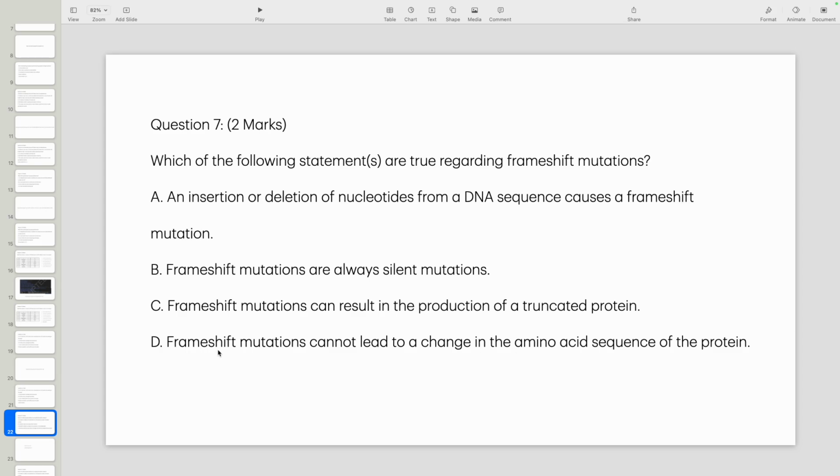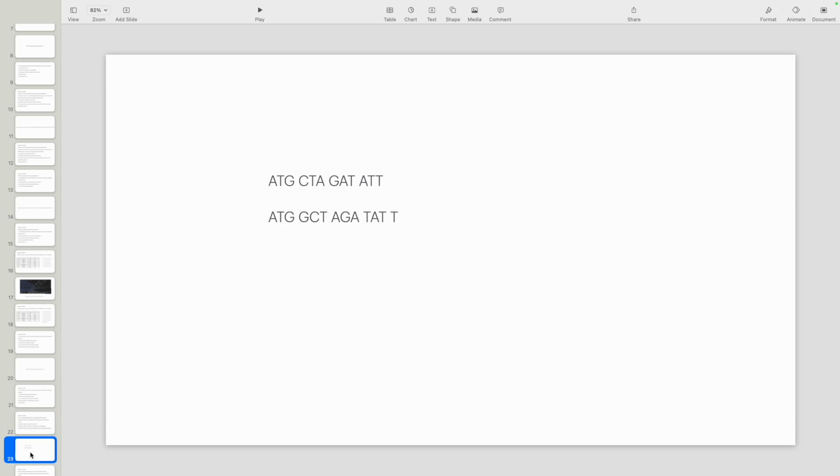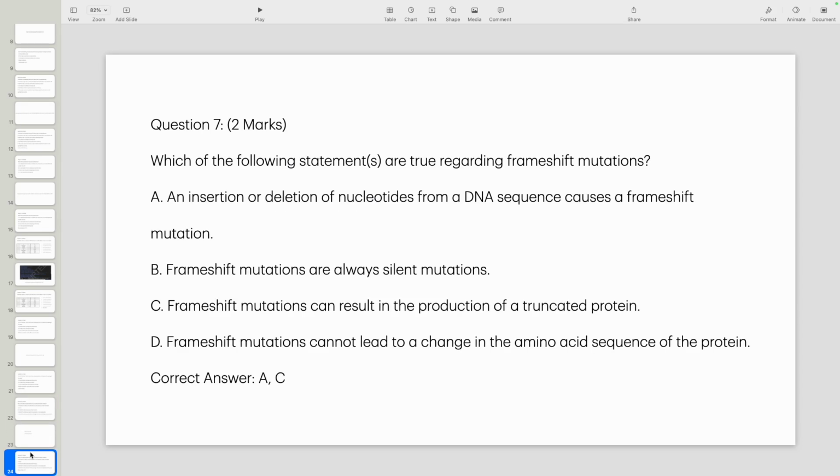And option D is that a frame shift mutation cannot lead to a change in the amino acid sequence, which is also not true, because they do not always code for silent mutations. They can lead to a change in the amino acid. So the correct options would be A and C. I hope this is clear. We'll move to our next question.